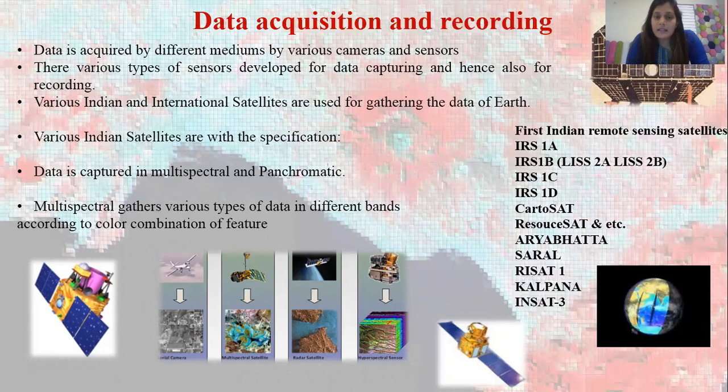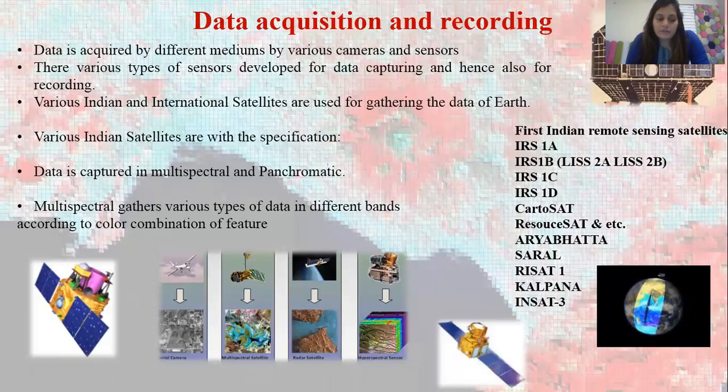The technical name for a black and white image is panchromatic. Remember the name, panchromatic. Okay. And next is known as multispectral. The name itself suggests it will have a number of colors, various spectra. Spectral means the rays, various number of spectra we will be having. So here, multispectral gathers various types of data in different bands according to the color combination of features.